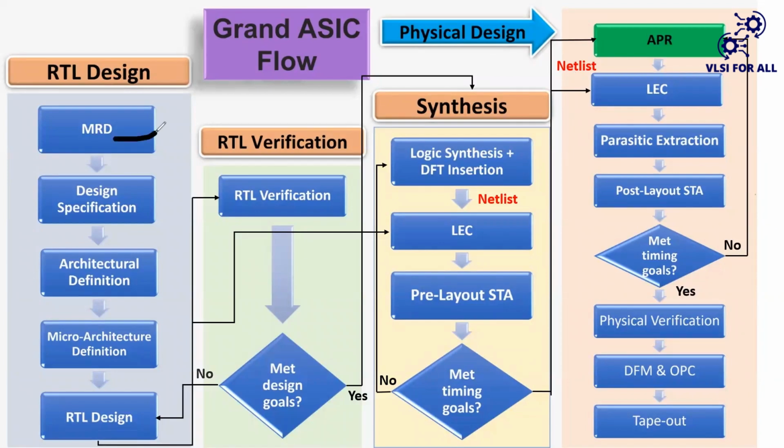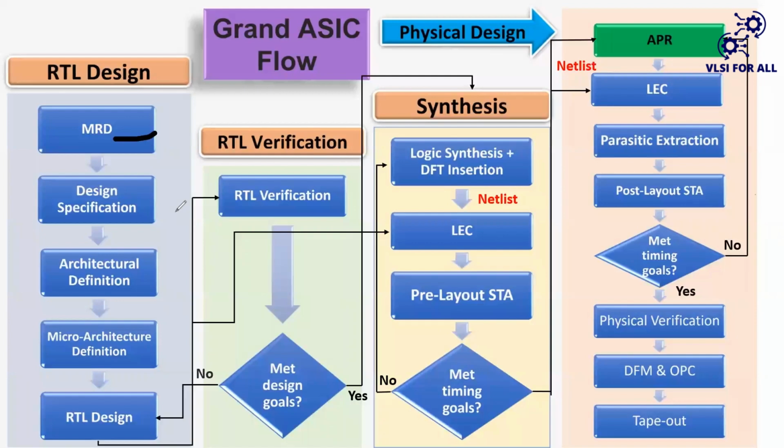MRD, market research document. So there is a group of members who will be working on the market requirements that is needed in the market. So they extract all the requirements, and from those requirements, they come up to frame a product. Once they frame a product, they get the design specifications. So in this design specification, they get to know what are the inputs and what are the outputs that are needed, and what is the functional specification for that particular product.